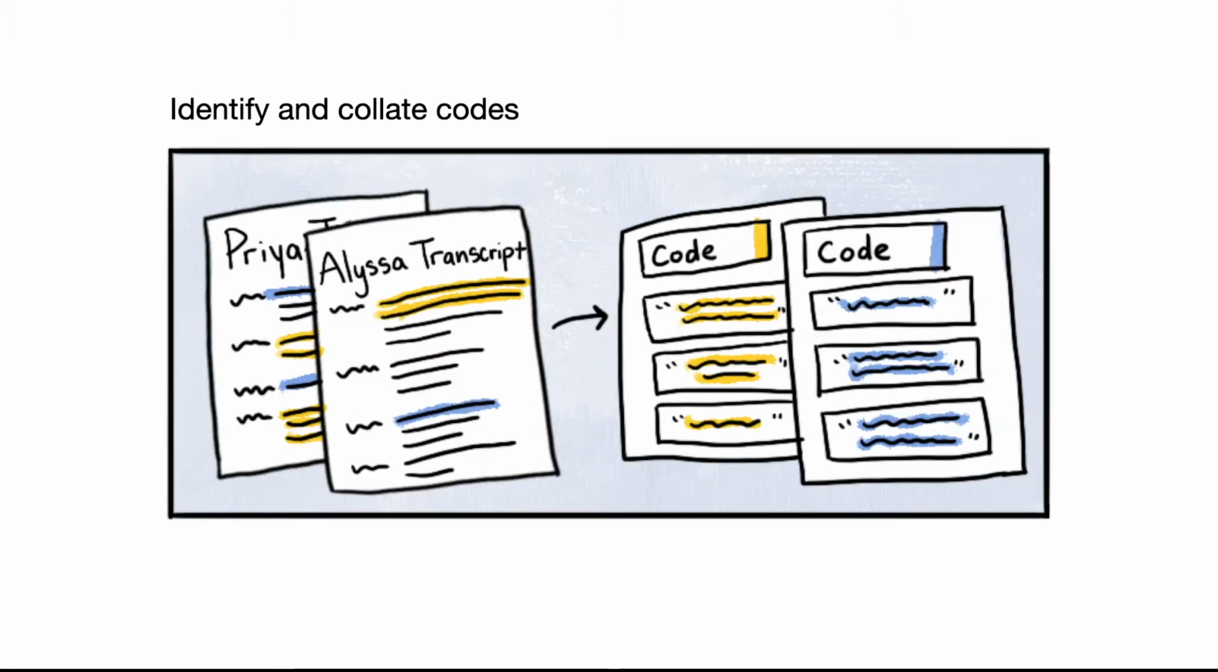And you want to end with this stage with a list of codes and all of the data attached to them. So it's really important that you're able to track the data right through that process, because when we get to the very end, you're going to use the data to illustrate and back up the analysis that you've created.